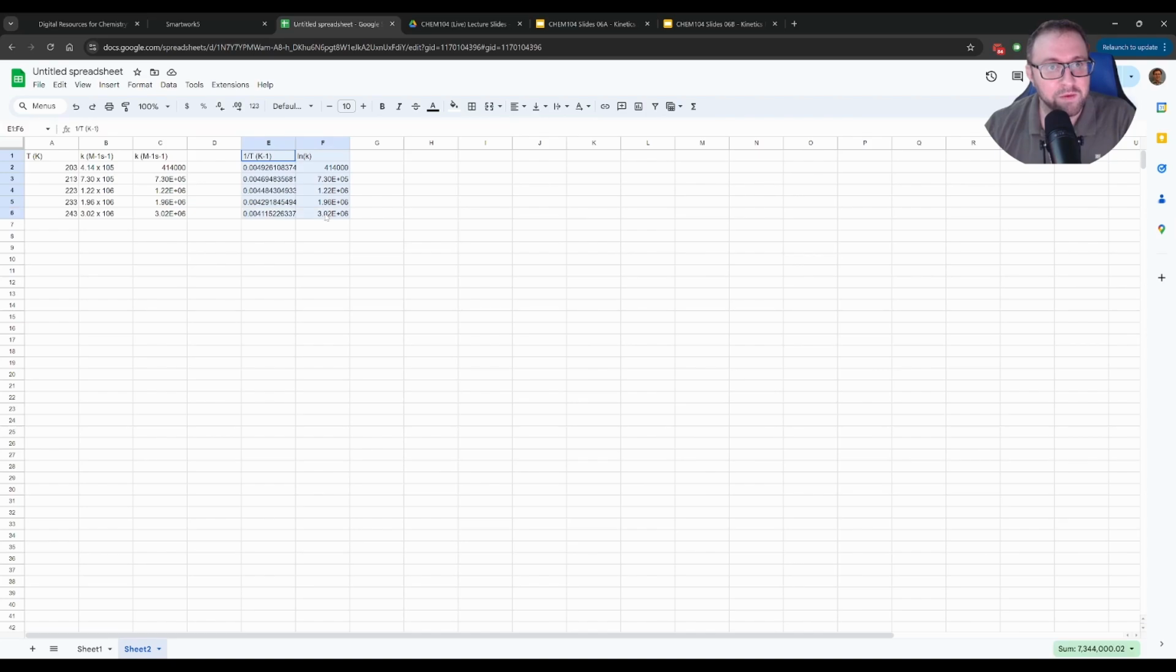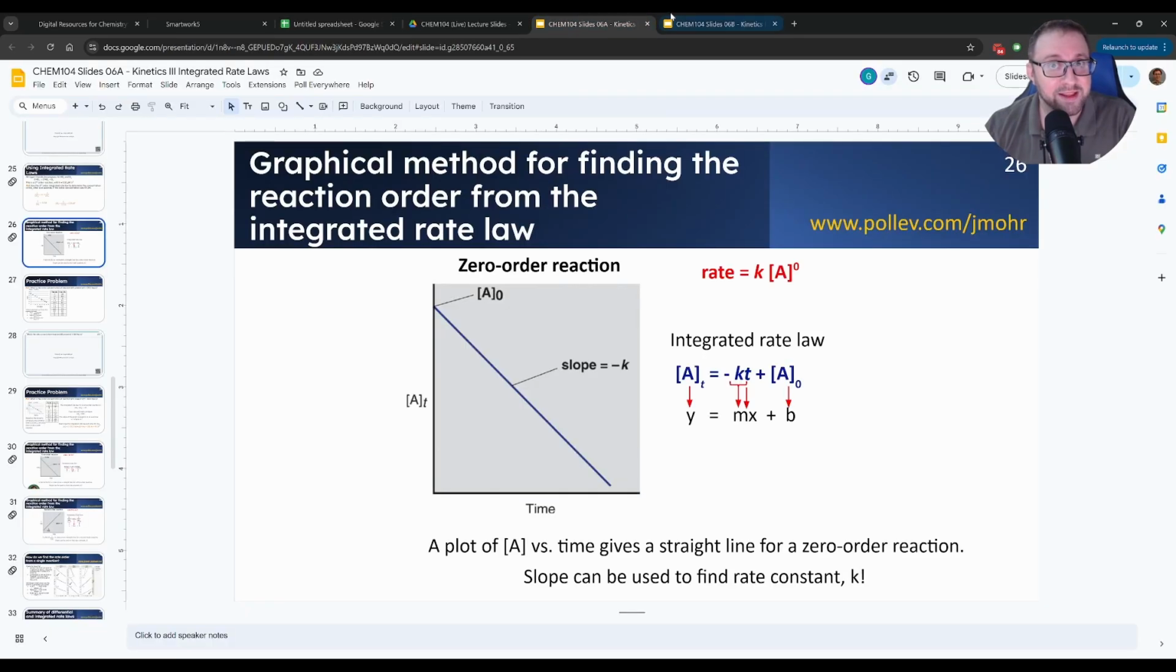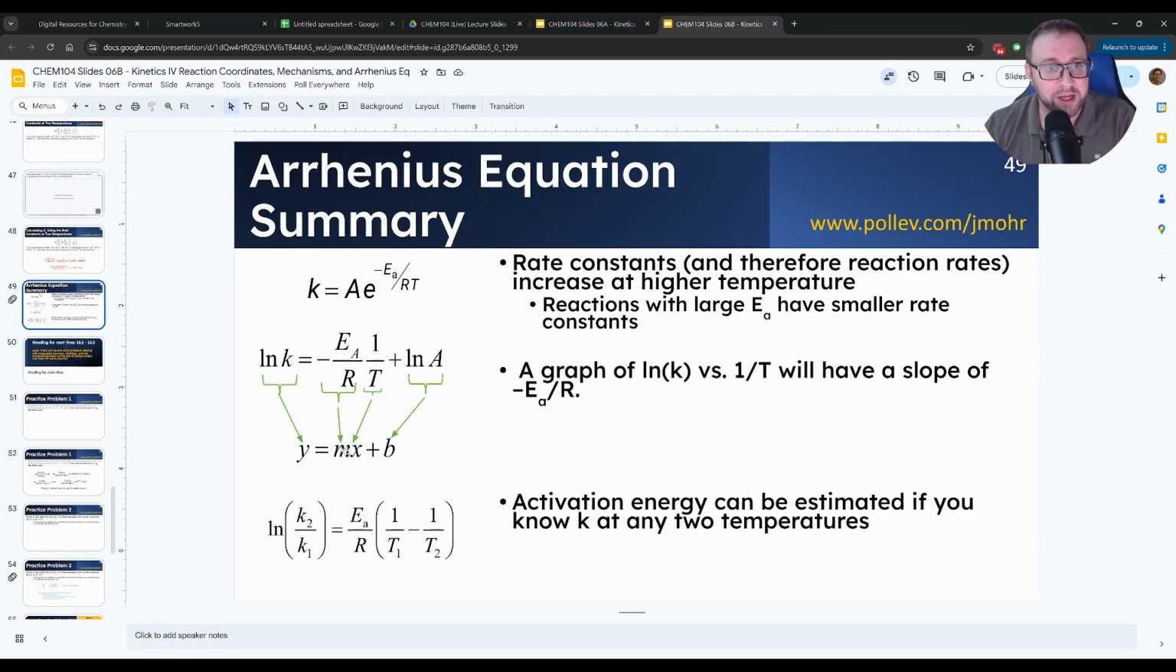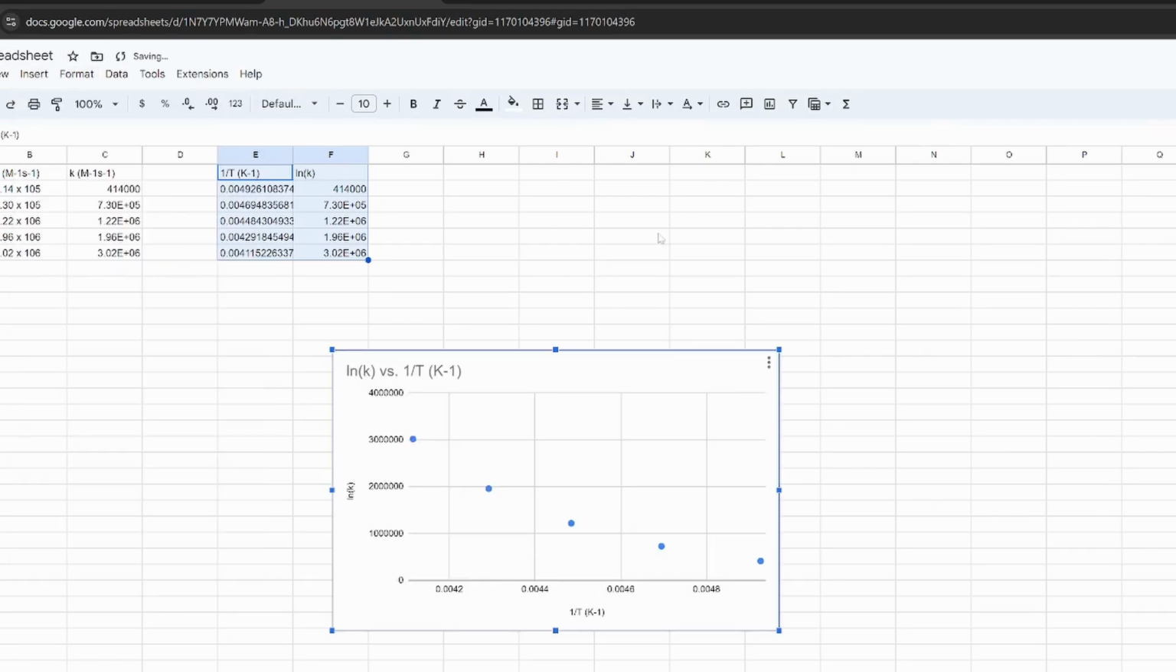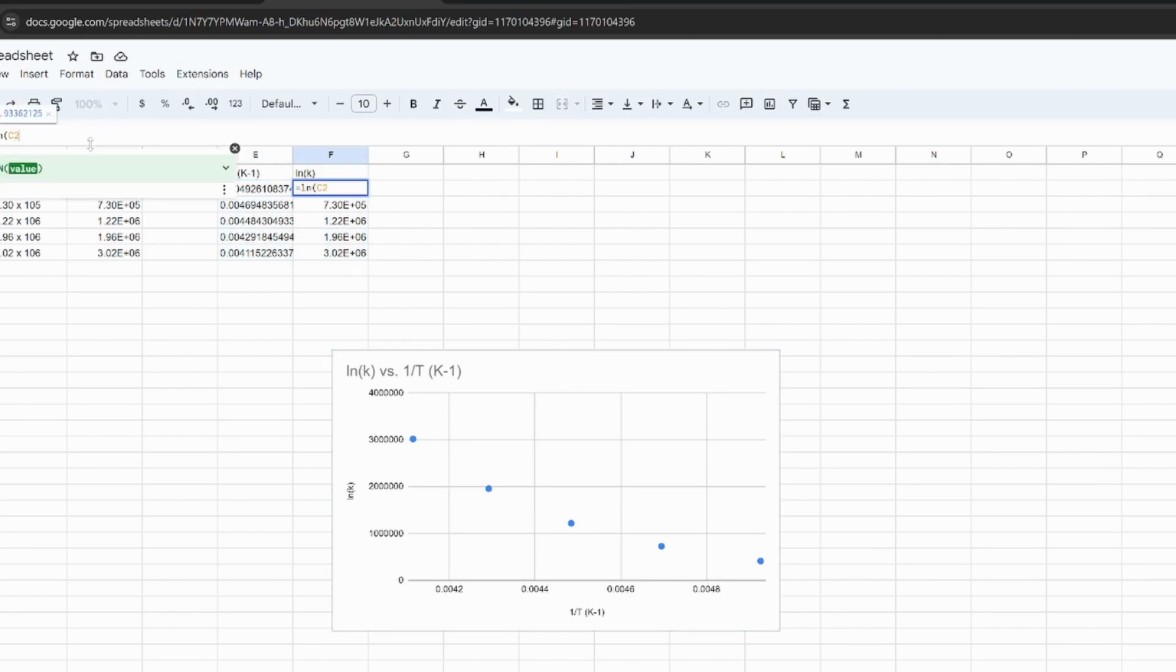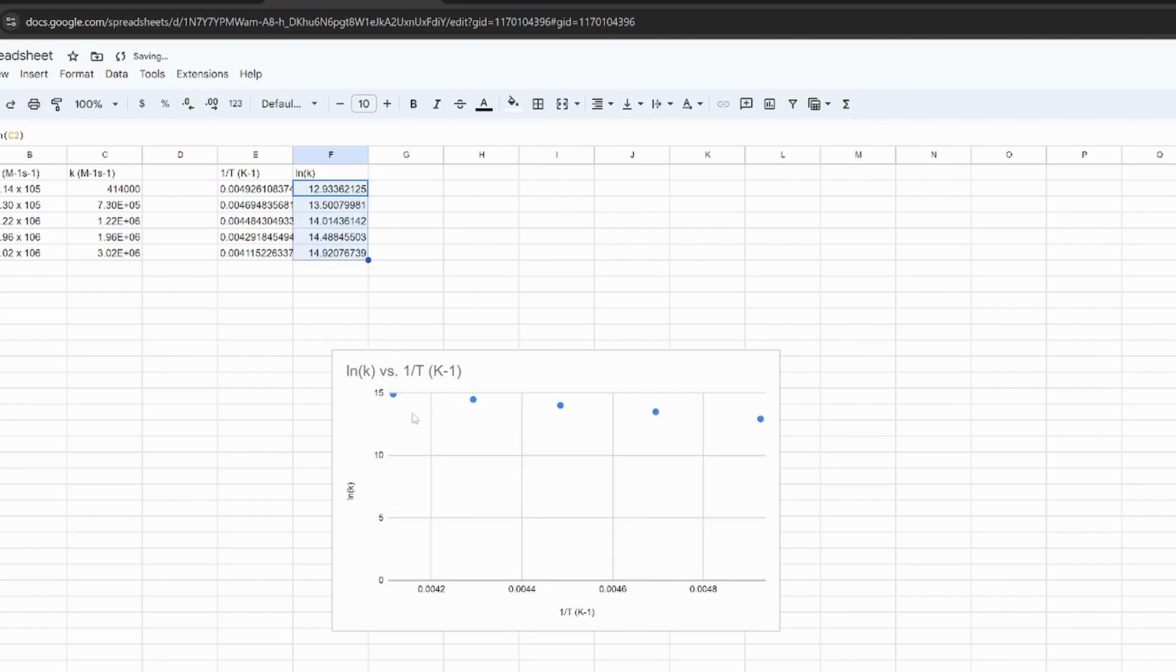So now we have 1 over T versus natural log of k. This is in our linearized form, right? X versus y. I have my x column, I have my y column. I'm just going to do insert chart. Why is that not linear? Why didn't this work? I forgot the ln. All right, that's why. I just plotted the wrong stuff there. There we go. Nice and linear now.